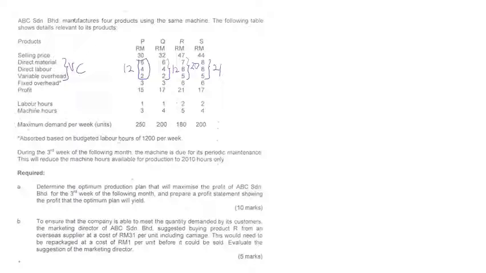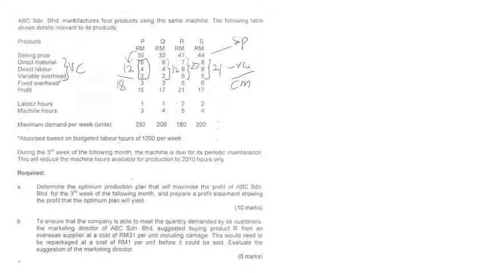Okay, and then selling price minus variable cost, you will get the contribution margin for 1 unit of product. For example, contribution margin for product P, 30 ringgit minus 12 ringgit. 30 minus 12 means how much? 18 ringgit. Okay, 18 ringgit. And then for product Q, you calculate contribution margin 32 minus 12 ringgit. For product R, selling price 47 minus 20. For product S, 44 ringgit minus 21 ringgit.